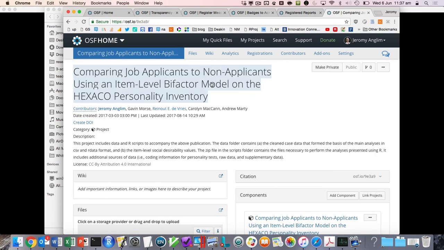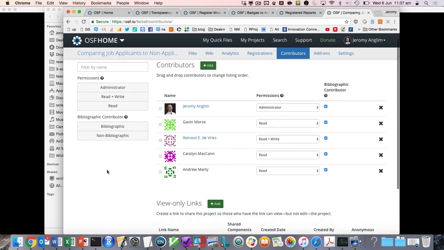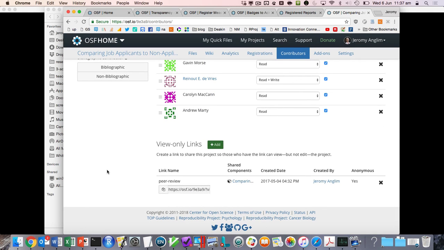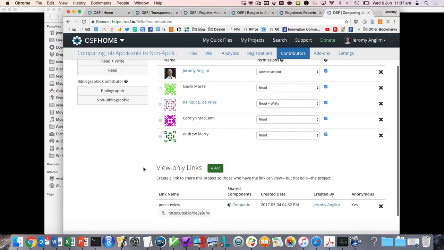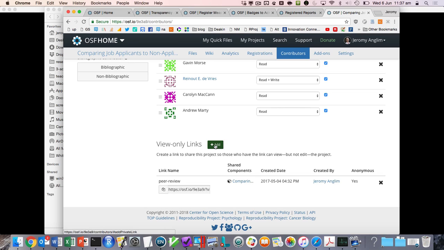Also notice that if you go into contributors, you can add the authors of the paper, and they can either be listed names or linked. If they have OSF accounts, they're linked up. You can also create view-only links, which is a standard part of my process if you're doing anonymous peer review. You want to share these resources with the reviewers, but you don't want to say who you are, so you can create a view-only link.